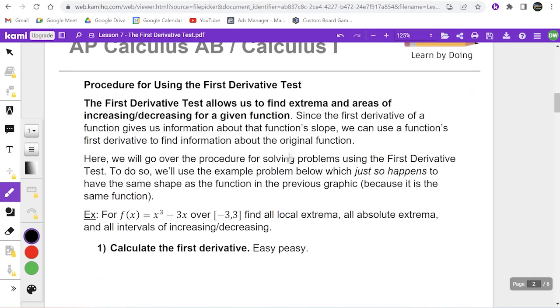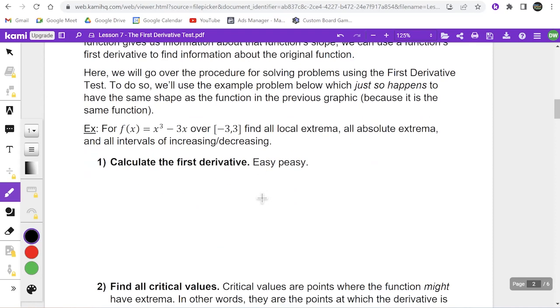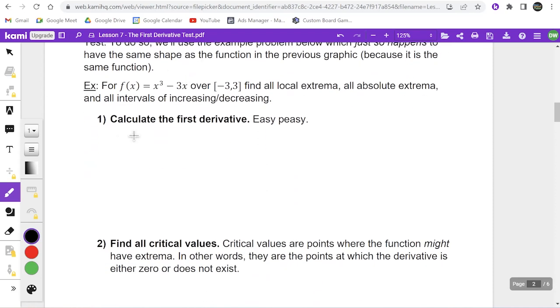So, first we need to talk about how to use the first derivative test. Remember, the first derivative test is a way to find extrema. The reason why we use the 3-step process we're going to be talking about today is specifically to find maximums and minimums. Step 1, something you already know how to do, calculate the first derivative. So in other words, first derivative, can someone tell me what the derivative of x cubed minus 3x will be? 3x squared minus 3. Exactly.